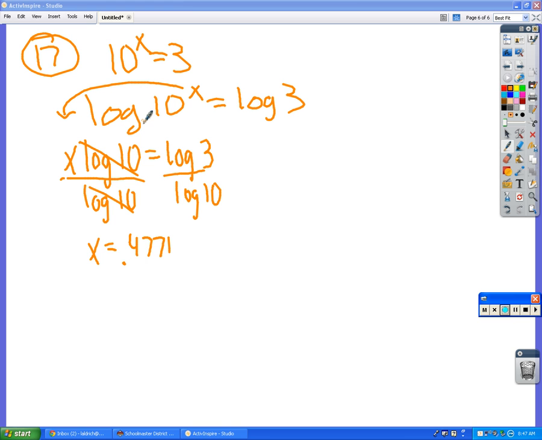Right, and that's not a coincidence because what's the base right here? 10. So if you have log base 10 of 10, then those will cancel. Oh, yeah. So log base 10 of 10 is just 1. But either way, you should get that. So it equals log 3 over log 10. Yep. Plug it in, plug it in.